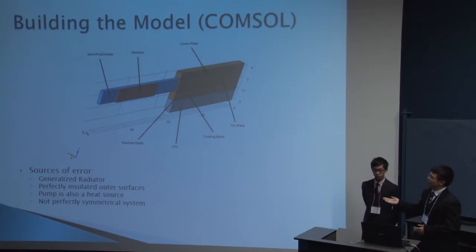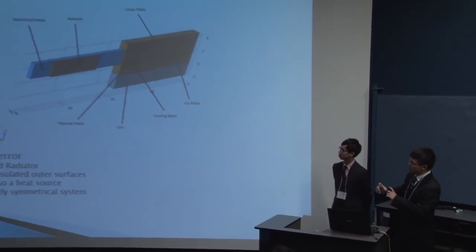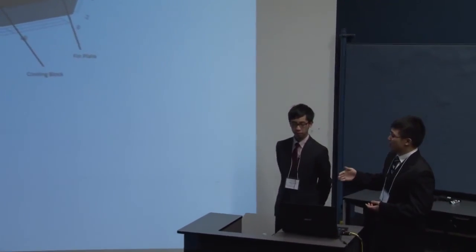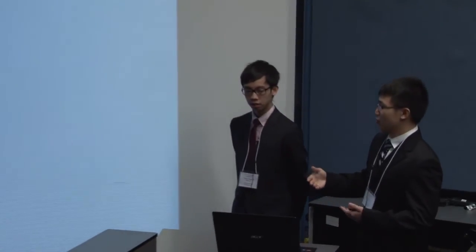So there are some sources of error with this model. We only have a generalized model of our radiator, which is indicated by the block. The surfaces are perfectly insulated, which doesn't represent our prototype. The pump is also a source of heat, which we did not consider. And finally, the system is not perfectly symmetrical, so our model of the CPU cooling block is not completely accurate. However, our model, as shown later, accurately predicts the temperatures of our computer system.